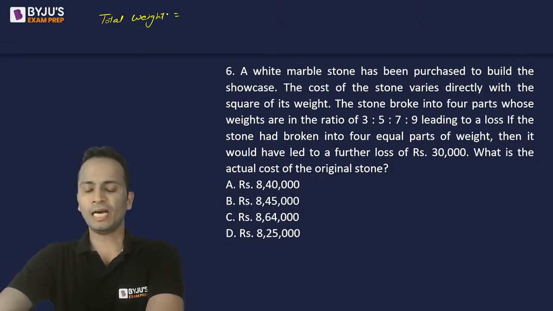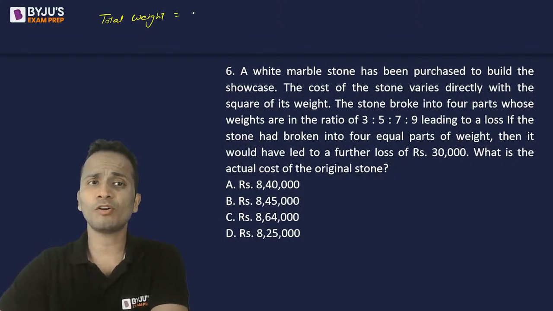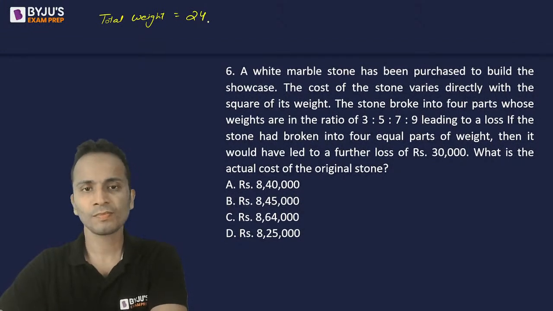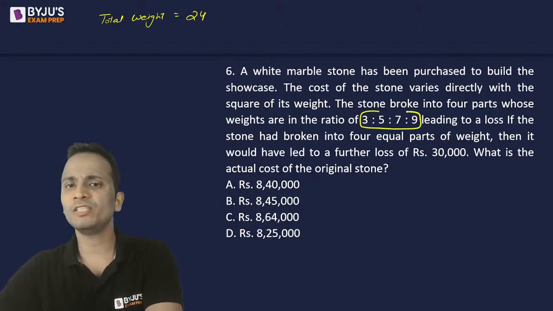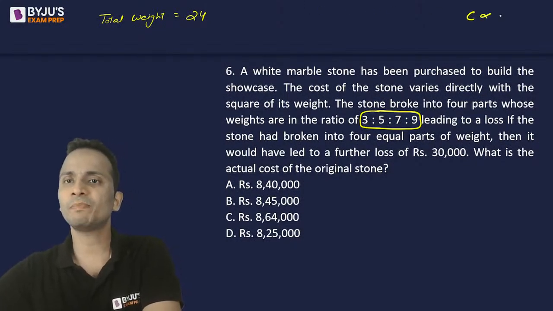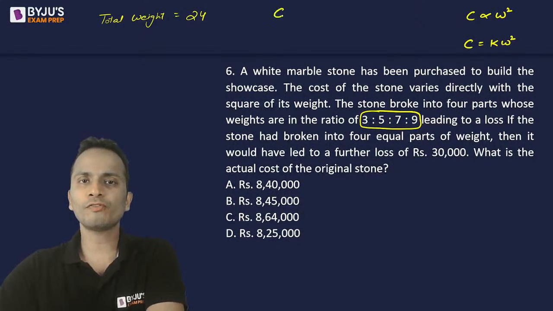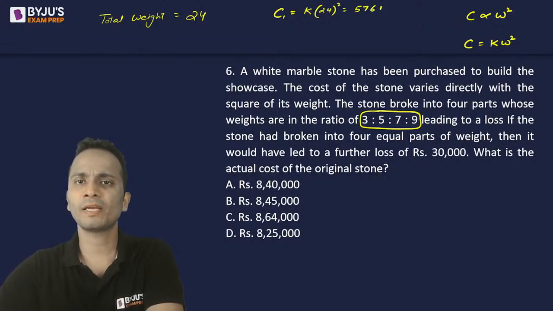Okay. Now, all of you listen. The fastest way of doing this question. I'll assume the total weight of this stone as 24. Okay. Tarun is the first one to give an answer. Why 24? 24 is the sum of these four numbers. Okay. Now, the cost is directly proportional to weight square. So I can say that cost is equal to kW square, right? So the cost of the total stone, I call it C1, will be equal to K bracket 24 square. That is 576 K.